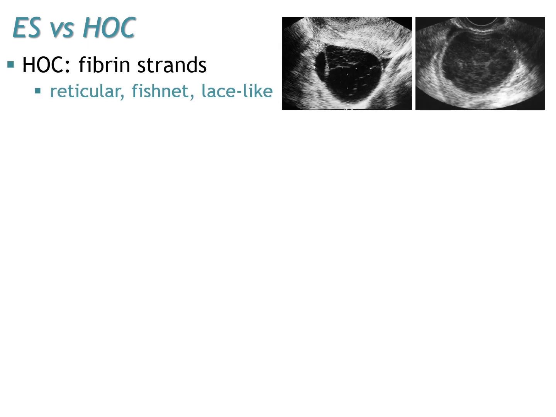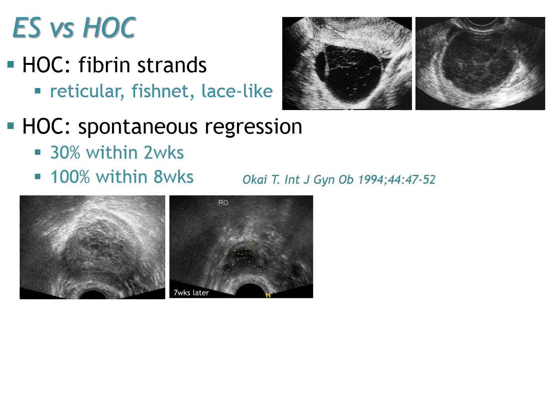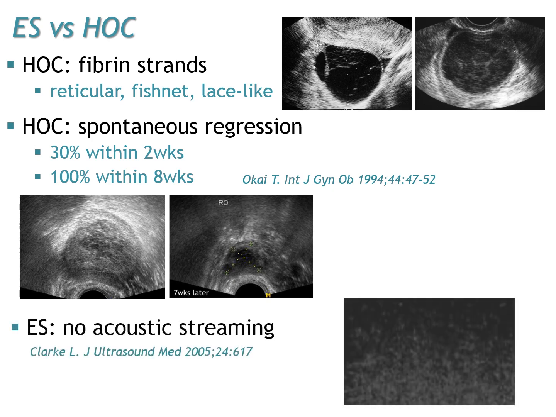Because of fibrin strands, hemorrhagic ovarian cyst characteristically has reticular, fishnet, or lace-like internal echoes, as you see in these 2 different cases. Hemorrhagic ovarian cysts usually regress spontaneously, 30% within 2 weeks and 100% within 8 weeks. One interesting finding useful in this differentiation is so-called acoustic streaming, which means movement of internal echoes within a cystic lesion. We often see acoustic streaming in hemorrhagic ovarian cyst, but not in endometriosis.